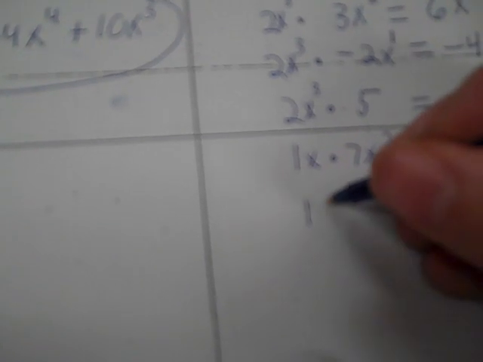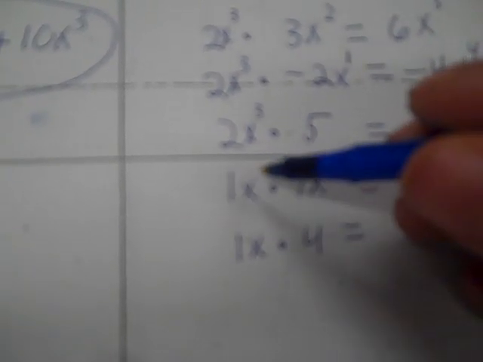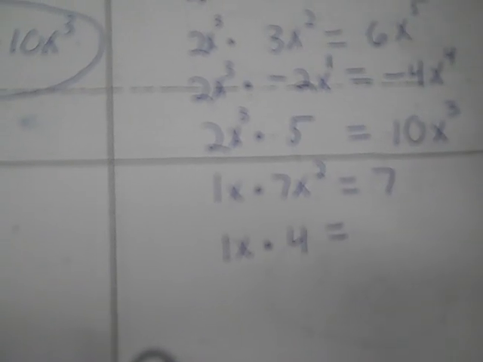Okay, then I distribute the 1 to the 4, so it's 1x times 4. So it's only two products I need to find here. Much shorter problem than up here. Okay, so 1 times 7 is 7. And on the x's, this x doesn't have a power, so it would have a 1, okay? And then 1 plus 2 is 3.